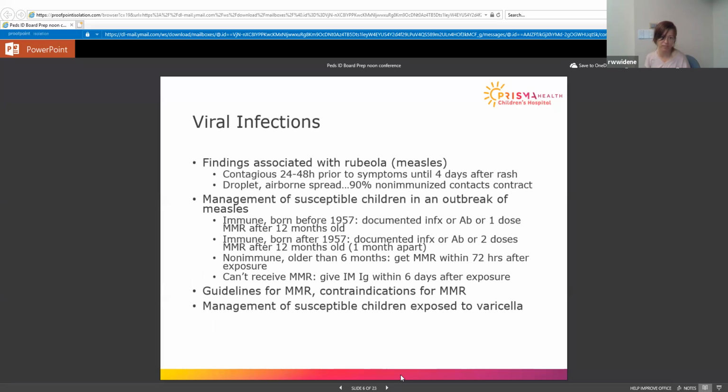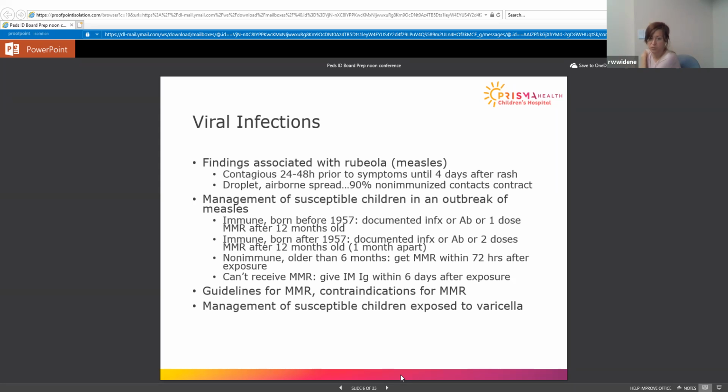Okay, viruses. My goodness, there are so many more bacteria that we could talk about. Viruses, these are some takeaway subject headings that I found that most commonly came up. So measles, I think measles will definitely be on there as much as we hate it, but remember you're contagious for 1 to 2 days before your symptoms and until 4 days after your rash. It's highly contagious, both droplet and airborne. Most people who are non-immunized are going to get it if they're in contact with it.